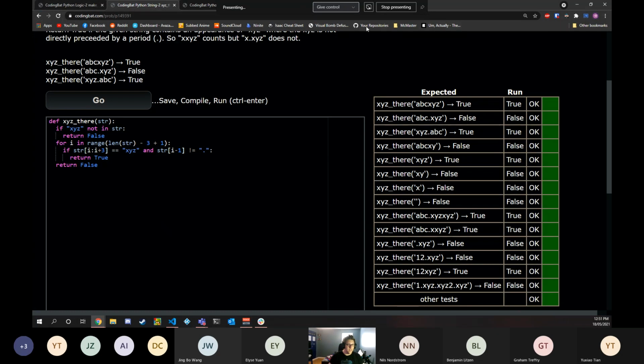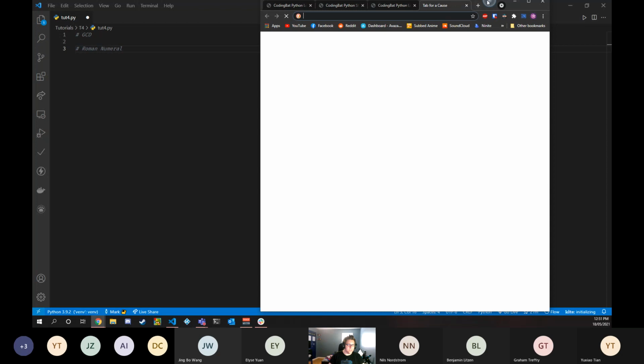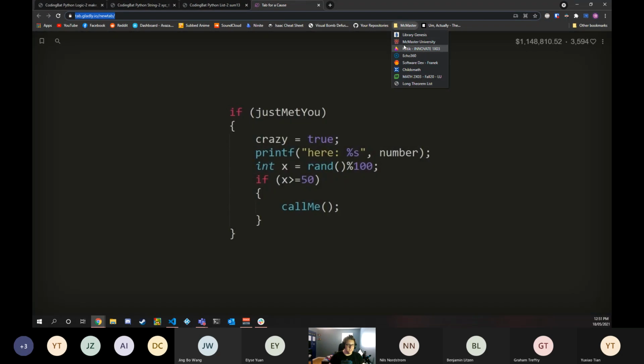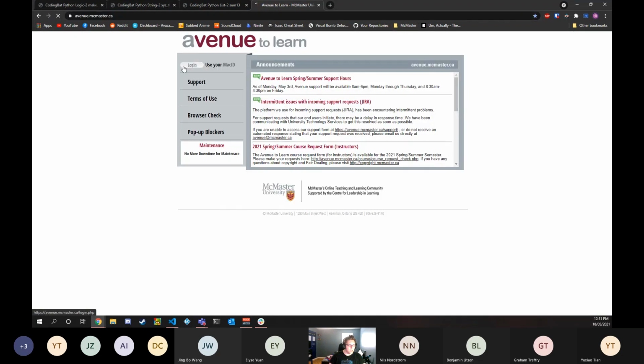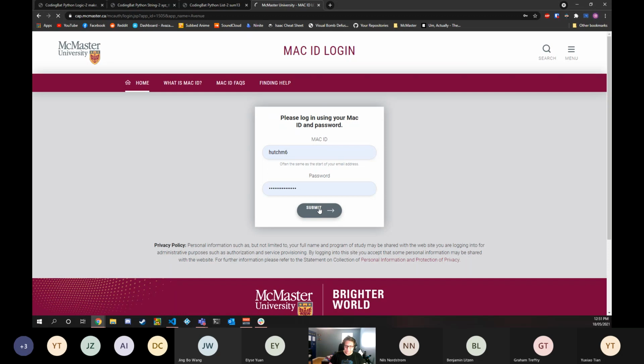I would like to just say I hate Microsoft Teams because they have blocked my tabs with a stupid pop-up message that says give control, which is not appreciated at all.